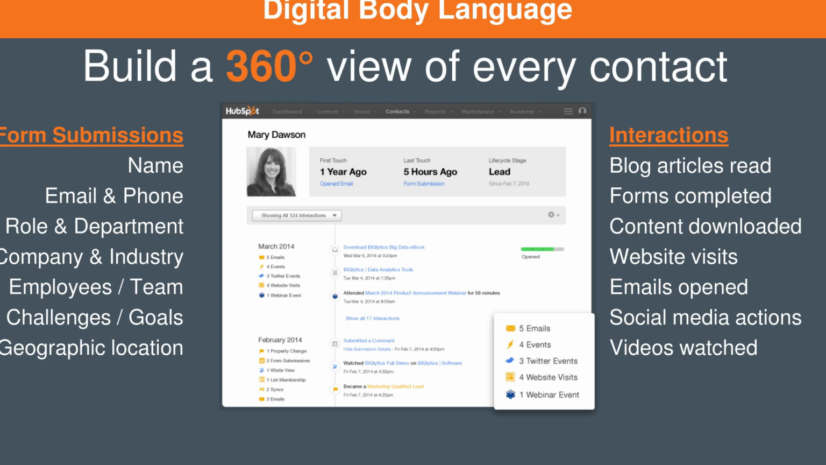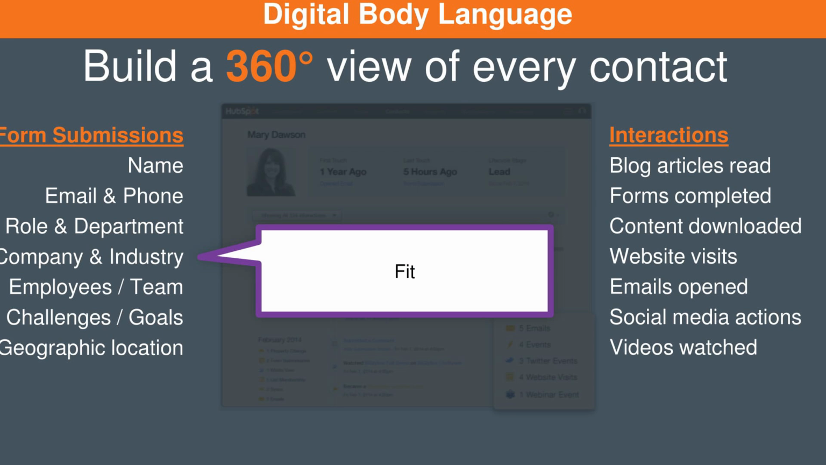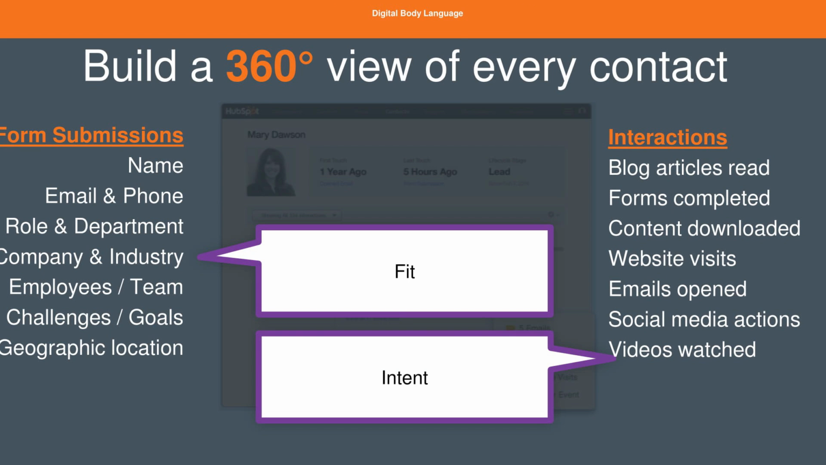So all of this is digital body language that helps us build a 360-degree view of our contact. And then we have everything that we need. We have both the fit that we can check with the form submissions and the data that we collect, and we have the intent. So our prospect, our potential customer, has actually shown intent of engaging with us, and this enables us now to, in an ethically okay way, use the data on the left.